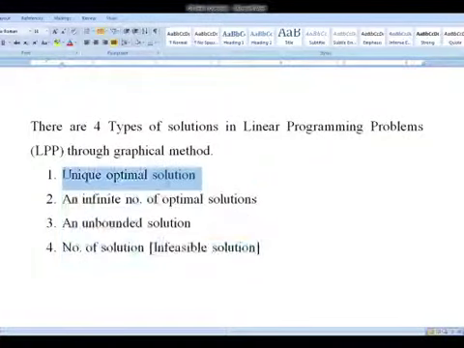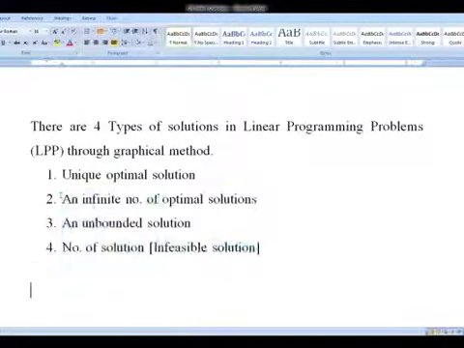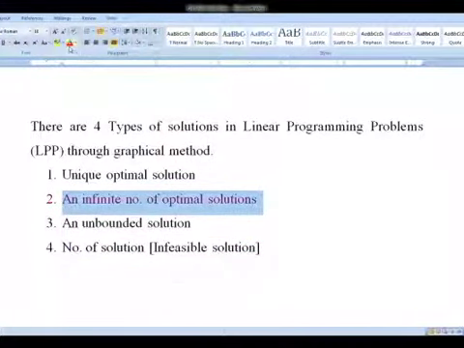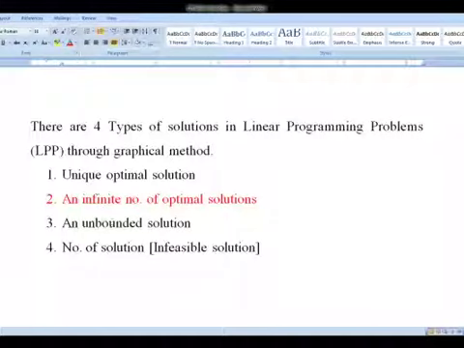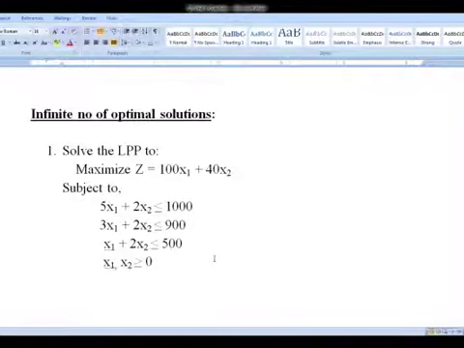The previous problems we have solved had a unique optimal solution. Now let us see these problems also, which are very rare, but you might get these kinds of solutions also. So today we are going to solve LPP by graphical method, and we will arrive at a solution where we get an infinite number of optimal solutions. Now let us see the problem. We need to solve the LPP, and this is the problem. Let us start solving this, and we'll see the problem as it comes.